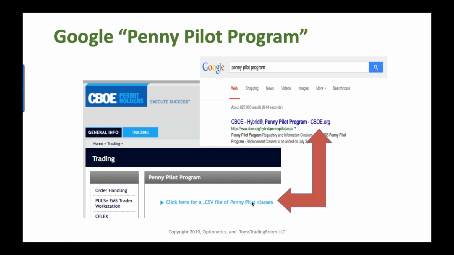Now, what I actually do is I put them into Tom's option tools, and I create a list called penny pilot stocks. Therefore, I'm able to do whatever searches I want on those. Now I'm only looking at roughly 325 stocks that fall under that program. Actually, it's a little more than that. There's a little over 400, but I actually take it down one step more.